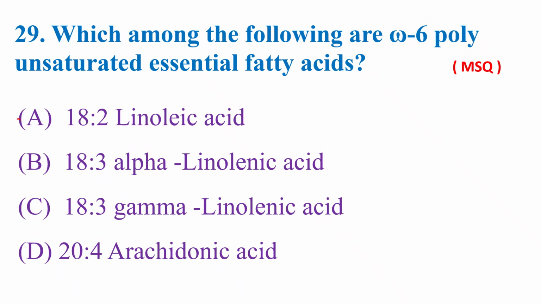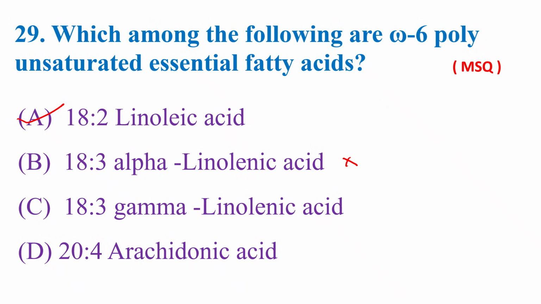Next, option number B, 18:3 alpha linolenic acid. So 18:3 belongs to the omega-3 family, not the omega-6 family. Over here the first double bond will be at the third carbon from the omega end. So it's an omega-3 fatty acid. So this option will not be correct.